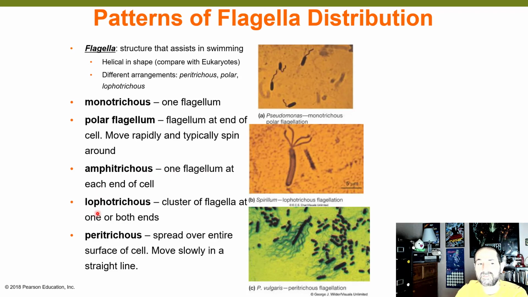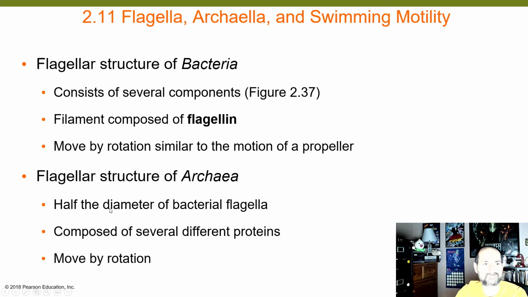If the bacterium has a tuft or a cluster of flagella at one or both ends, it's called a lophotrichous bacterium. And if the bacterium is completely surrounded by flagella, this is called a peritrichous bacterium. This would be Proteus vulgaris, for instance, a bacterium that's completely surrounded by flagella. And all of these are possible.